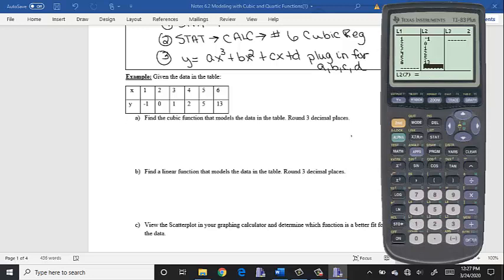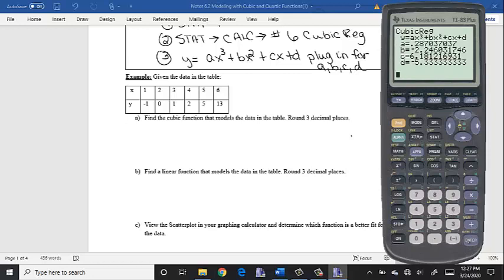All right, so once we enter our data into L1 and L2, we're going to go back to Stat. We're going to arrow over to Calc. And then you can see that number 6 is cubic regression. So let's hit number 6. And we're going to hit Enter.